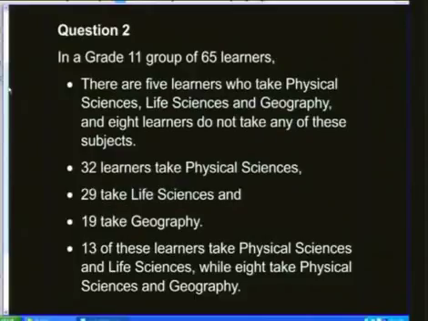In a grade 11 group of 65 learners, there are 5 learners who take physical science, life science, and geography, and 8 learners who do not take any of these subjects. 32 take physical science, 29 take life science, and 19 take geography. 13 of these learners take physical science and life science, while 8 take physical science and geography. So as you can see, there's a lot of overlaps, okay?